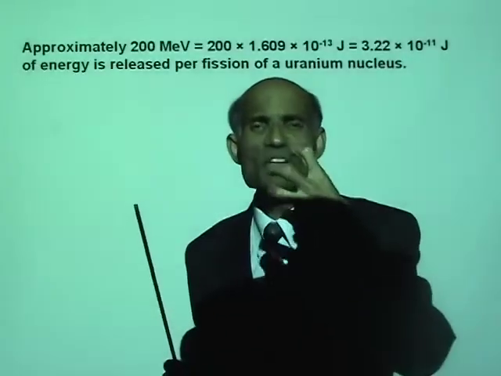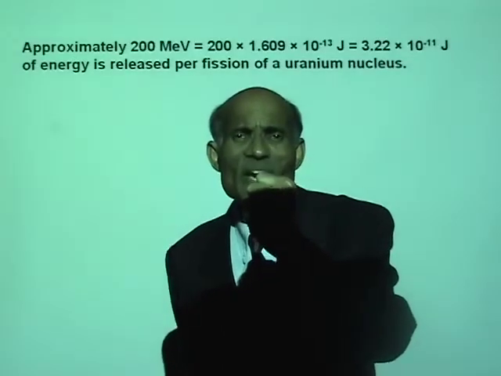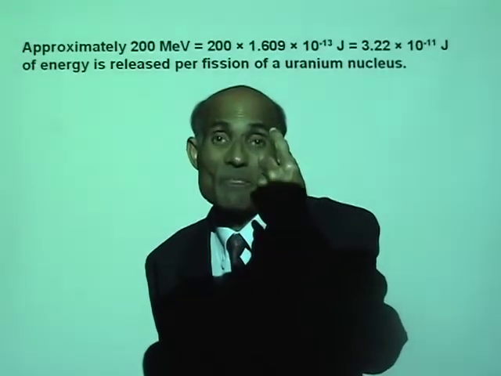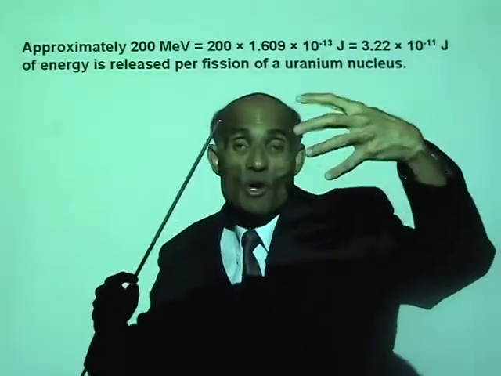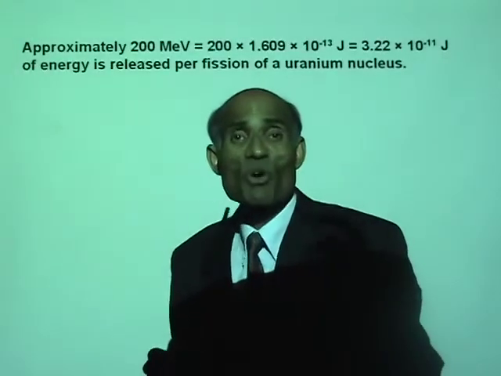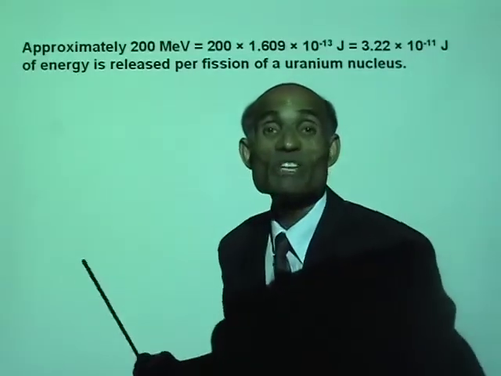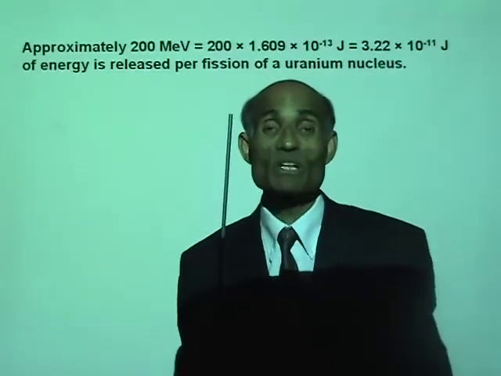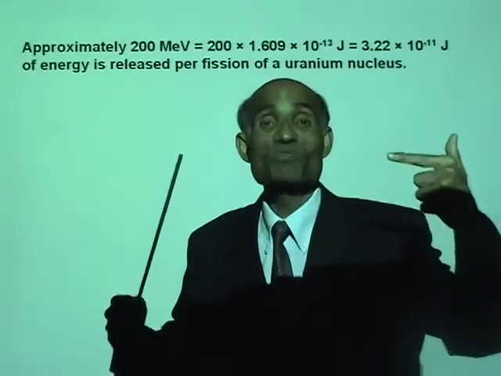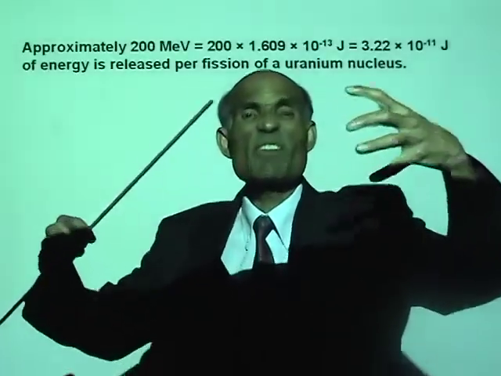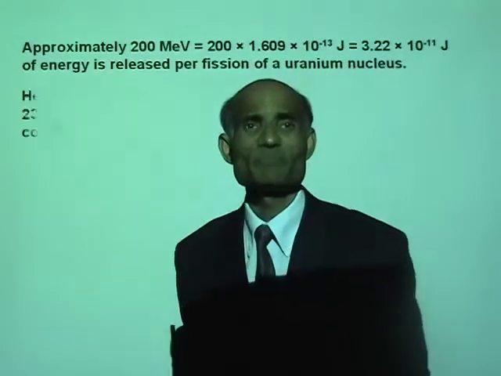Now tell me, in 1 gram of uranium-235, how many atoms are there? There are billions of atoms. Now, if all those billions of atoms undergo fission within a fraction of a second, what will be the energy that is produced? 1 gram of uranium-235, when it undergoes fission, can produce enough energy to destroy the whole of the city.